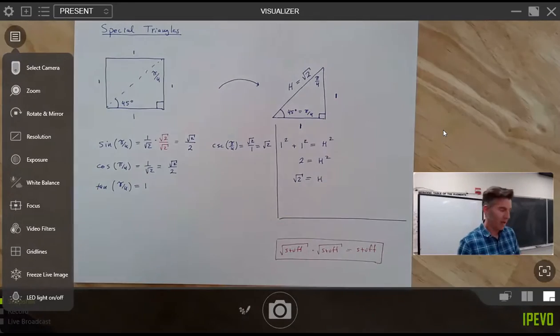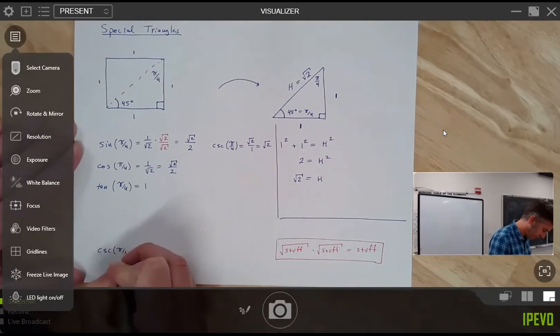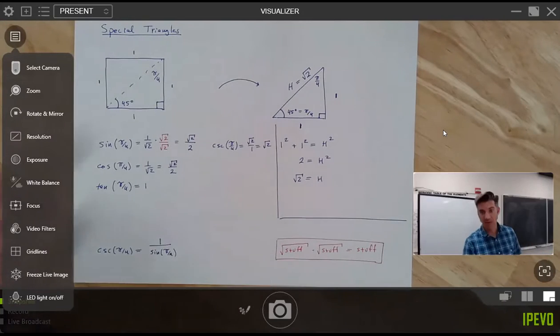Now, what I really mean is people often do this. We could say cosecant of pi over 4 is the reciprocal of sine of pi over 4. This is going to be kind of a long way.